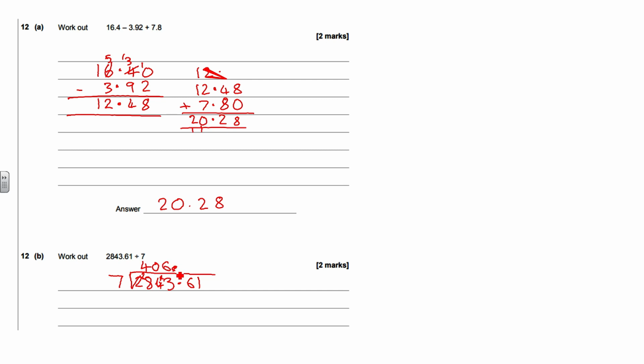So out of the 43, I've still got 1 left over. 7 into 16, so 2 7s is 14. But I've got 2 left over there, and then 7s into 21 is 3, so I've got 406.23. Big bit of bus stop method.